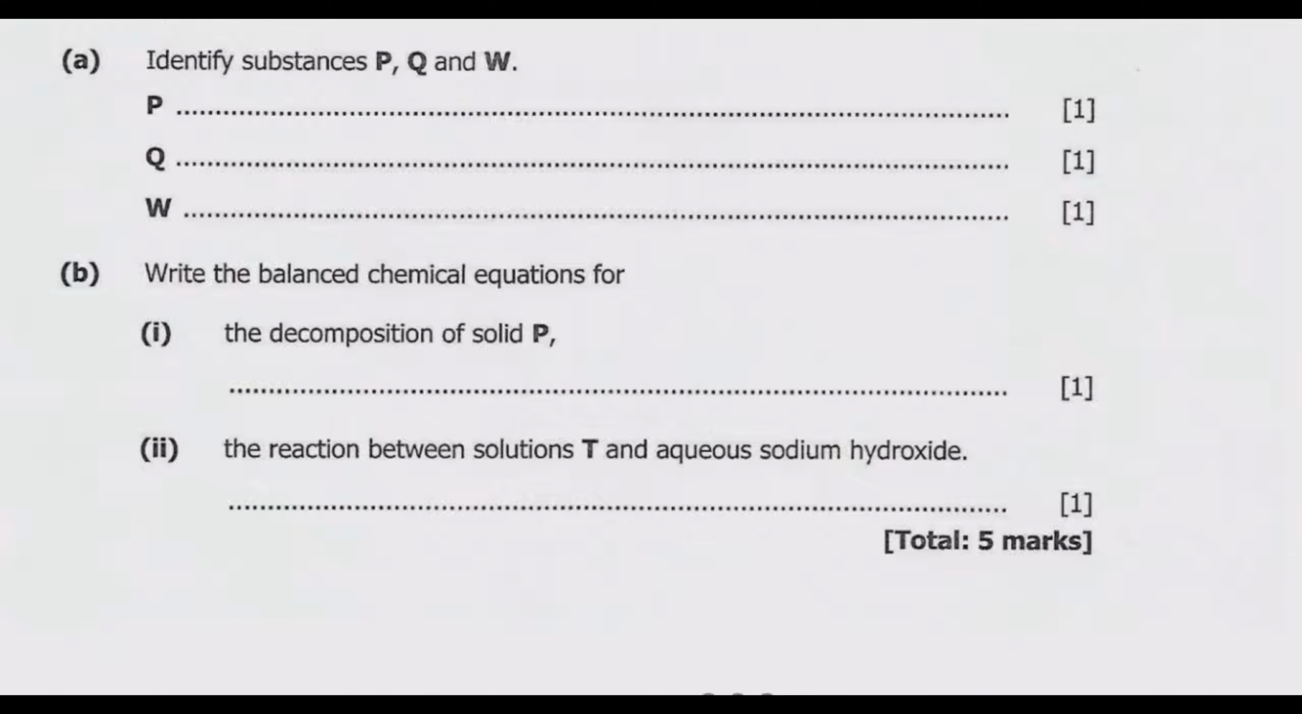Let us look at the questions, which is question A. Identify substances P, Q, and W. Then B. Write balanced chemical equations for the decomposition of solid P. Then Roman numeral 2, the reaction between solution T and aqueous sodium hydroxide. So let us start by identifying P, Q, and W.